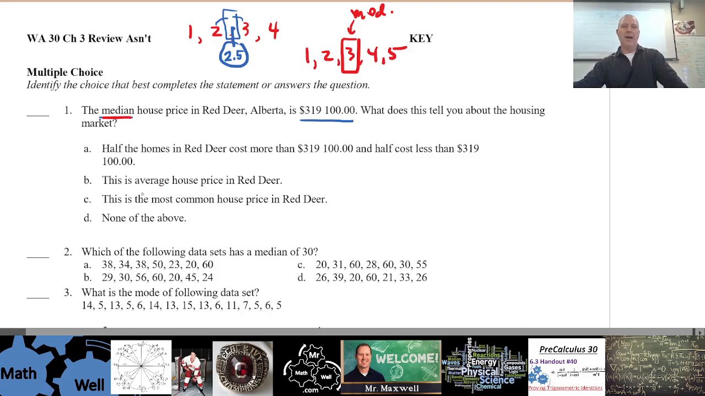Well, what about this? The average house price in Red Deer. The median is not the same as the average price, right? So we'll cross that one off. This is the most common house price. That's not median, that is the one that appears most often in the list. Mode, right, so it's not this one. And none of the above, no, I think A is going to be your correct choice.